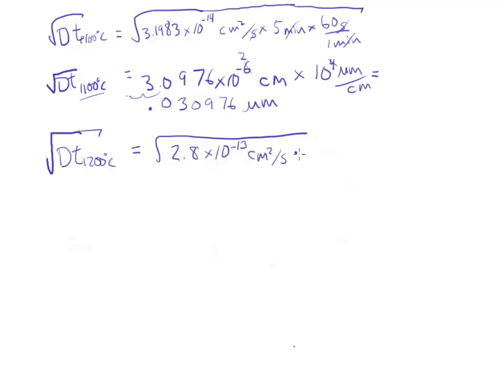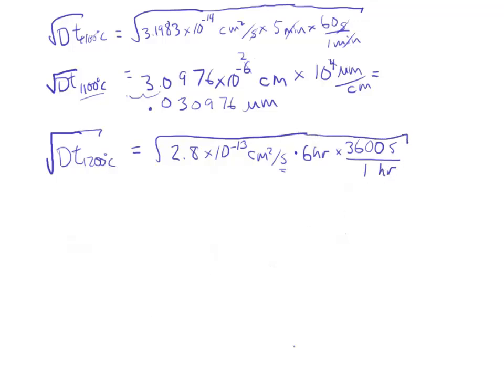And then times the time, and the time is going to be 6 hours, but we need to cancel seconds down here, so I have to multiply by the conversion factor from hours to seconds, and so that's 3600 seconds. There's 3600 seconds in 1 hour.